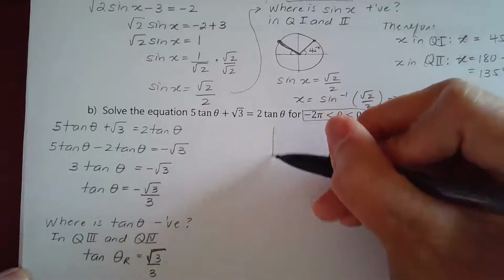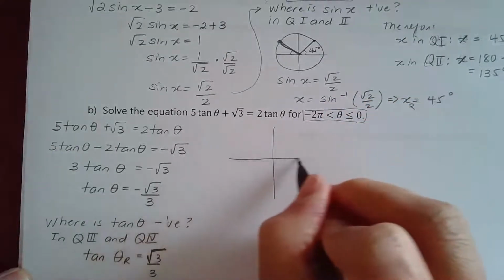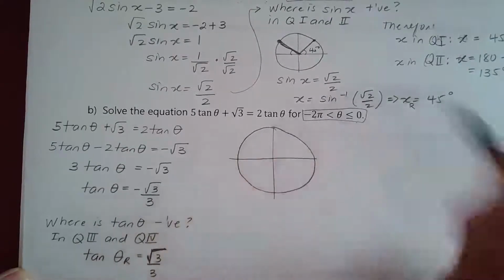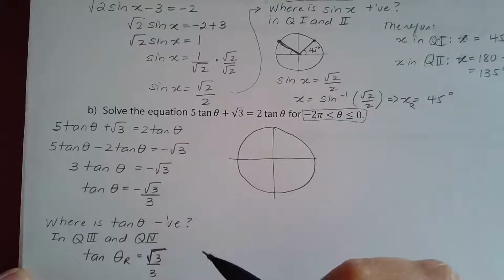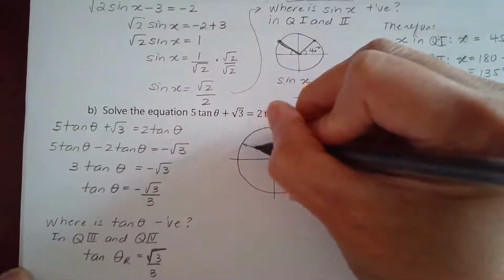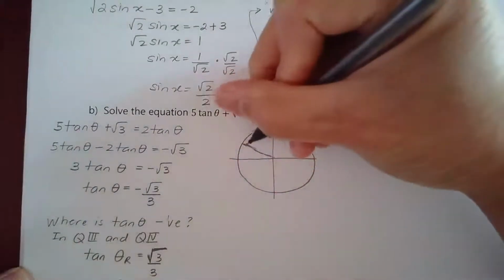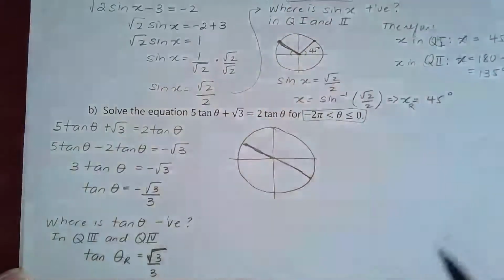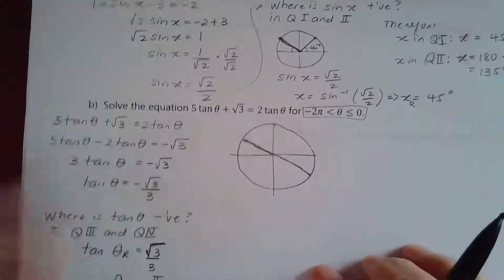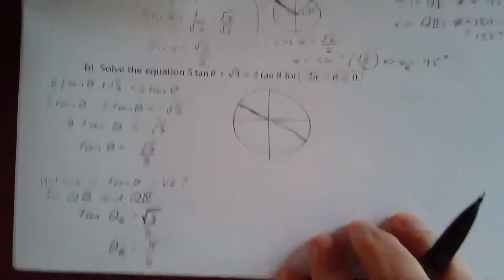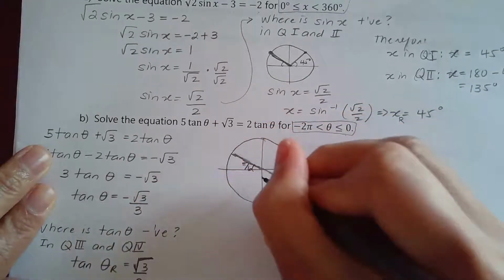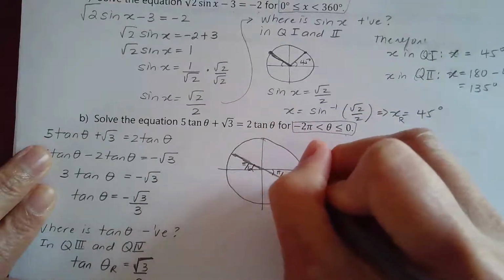Okay, so here's a visual. We always want to have a visual here. We know that the angles are in quadrants 3 and 4. But in this case, the reference angle is pi by 6. So this angle is pi by 6, and this angle is pi by 6.